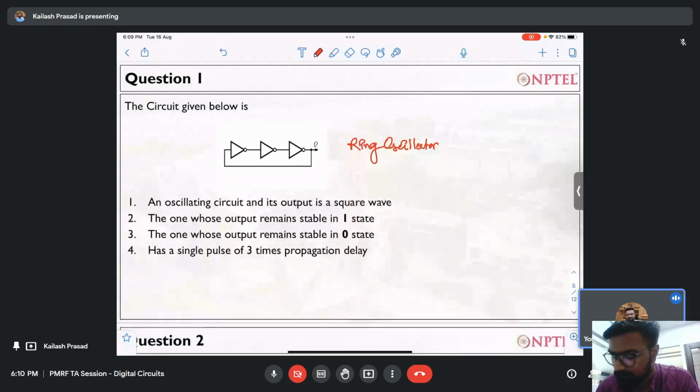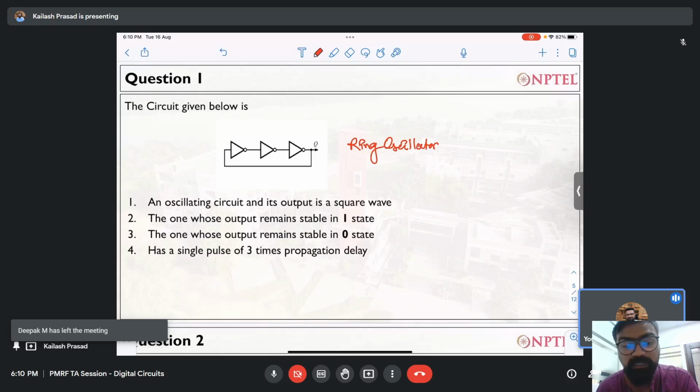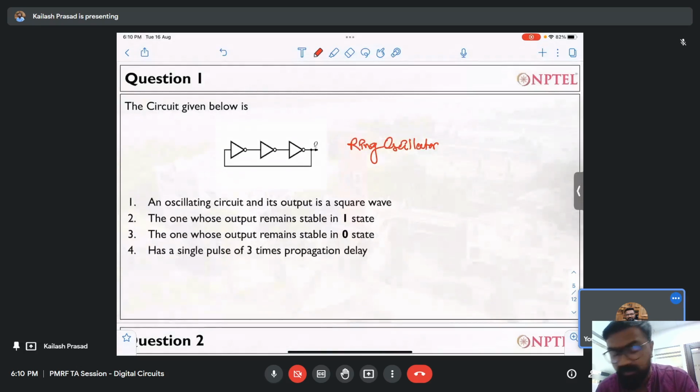Now the question here is what this circuit actually denotes, and what will be the answer out of 4? Can anybody answer that? What will this circuit do? We have 4 options. An oscillating circuit with its output as a square wave. The second is one whose output remains at 1. Third is one whose output remains at 0, and the fourth is that it has a single pulse but three times the propagation delay. Anybody want to answer that?